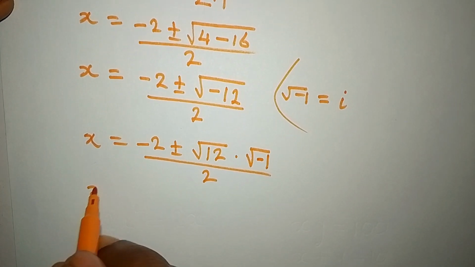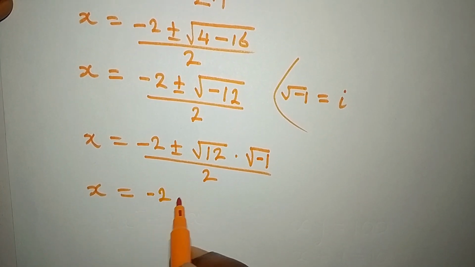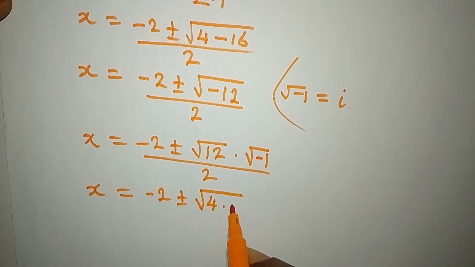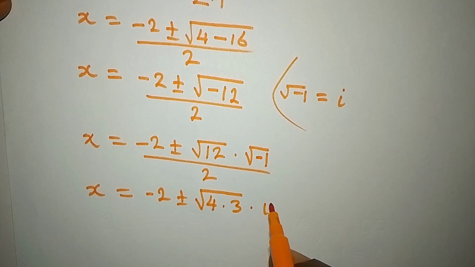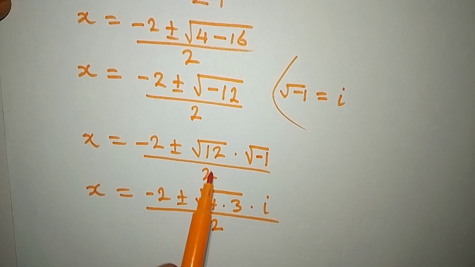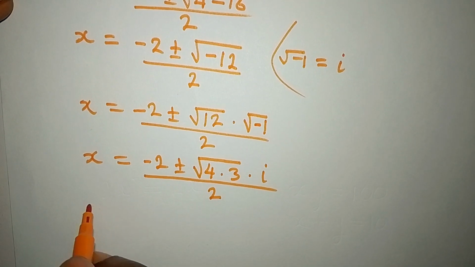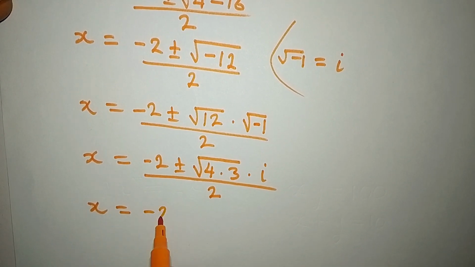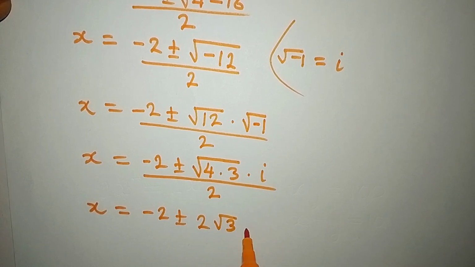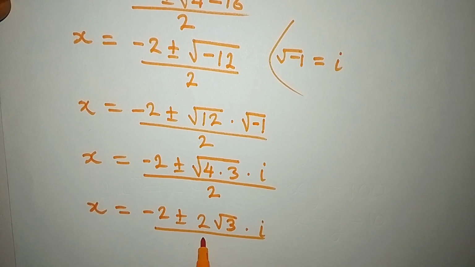We have x equal to minus 2 plus or minus the square root of 4 multiplied by 3, then multiplied by i, everything over 2, because 12 is the same thing as 4 times 3, and that 4 is a perfect square. So x is equal to minus 2 plus or minus the square root of 4, that is 2, then root 3, then multiplied by i, everything over 2.